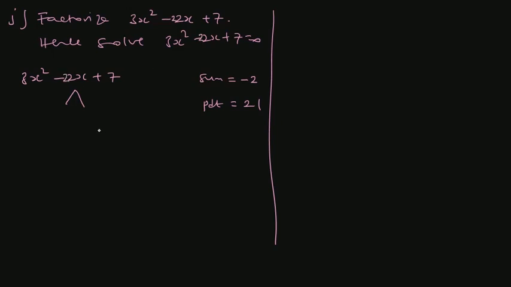So which two numbers do we add up to get negative 22? But when we multiply them, we get 21. That is a negative 21 and a negative 1. When we expand, we shall have 3x squared minus 21x minus x plus 7. Factorize out after grouping. What is common here? It's a 3x. What is remaining here? It is x. What about here? We remain with negative 7.